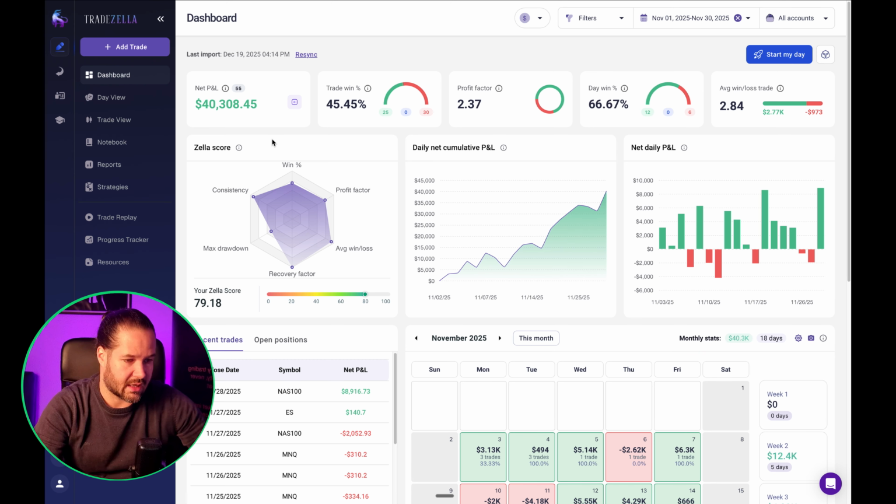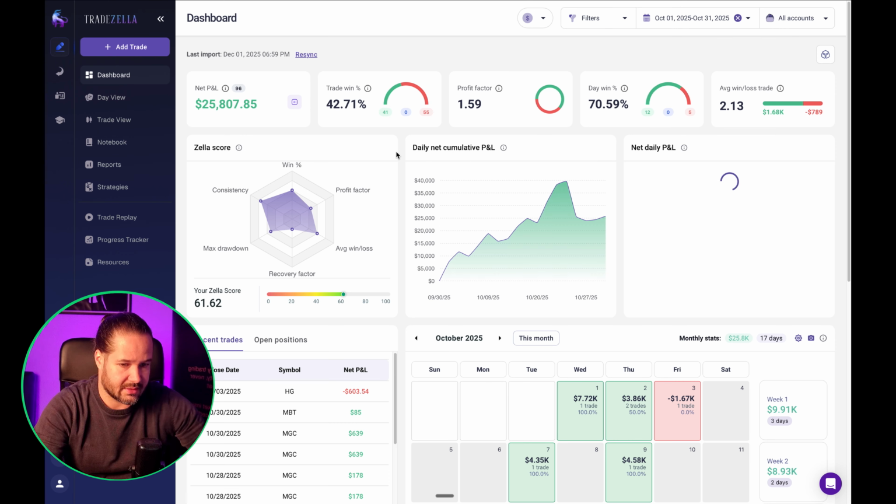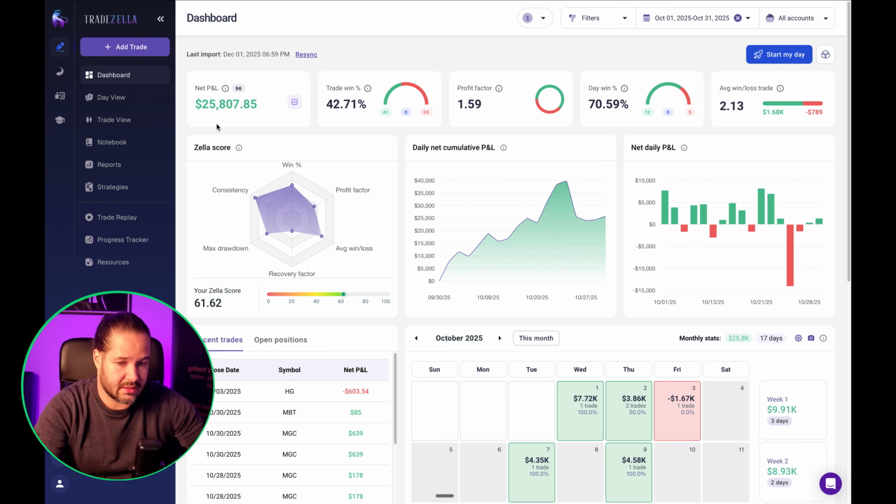Okay guys, enough examples for now. I want to talk a bit more about my results, and I will also give you some more tips, especially if you start using this strategy. November was quite a good month, as you can see here in my TradeZella trading journal, with over 40,000 net P&L, but not every month looks like this. If we, for example, look at October, you can see still a very good month, nearly $26,000 net P&L. But not as good as November.